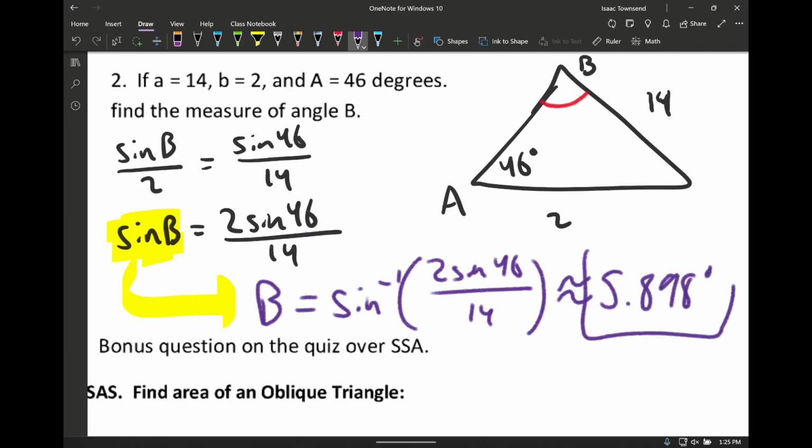you should be finished. And of course that should be a pretty small angle because that opposite side is pretty small. If B is only 2 and A is 14, then angle B needs to be quite a bit smaller than angle A. Okay, anything you'd like to ask about finding an angle from example 2?